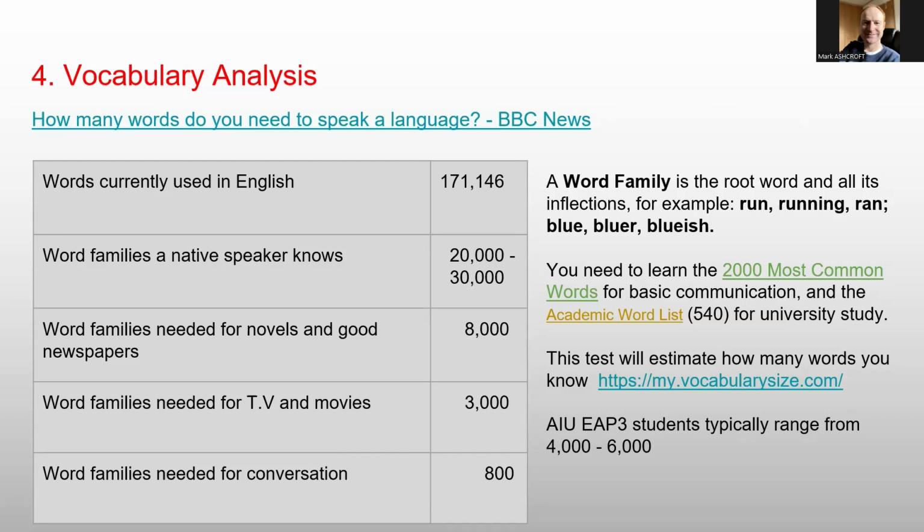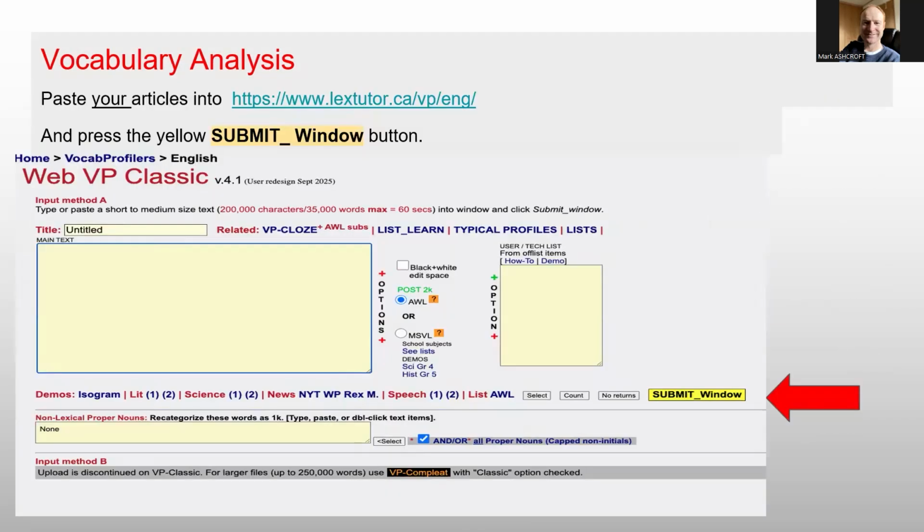Now, how do we find these academic words? How do we know what word is an academic word and what word isn't an academic word? We could use a website like this.